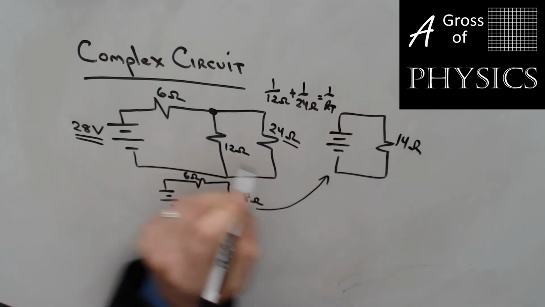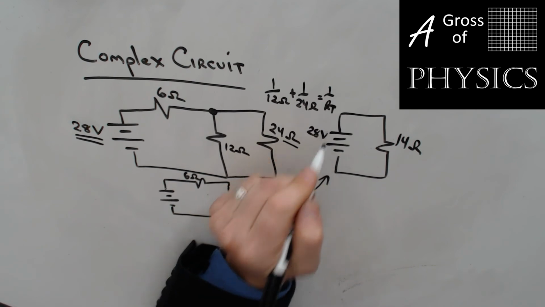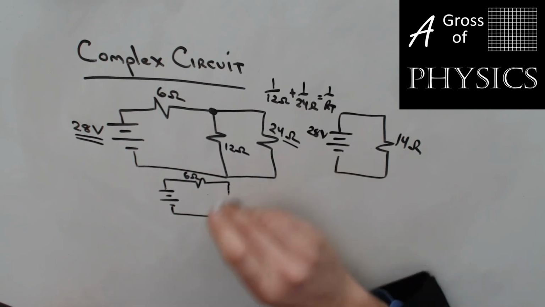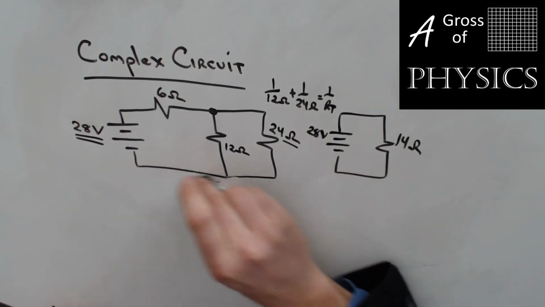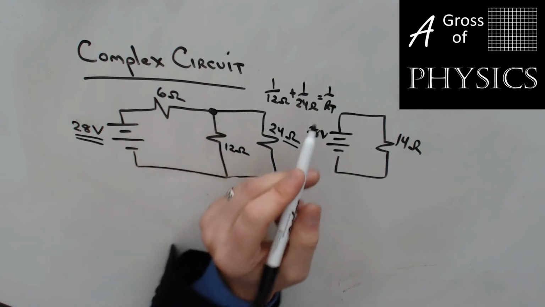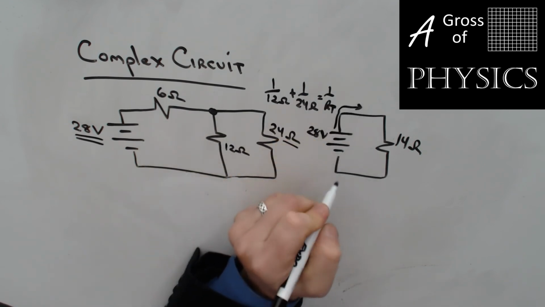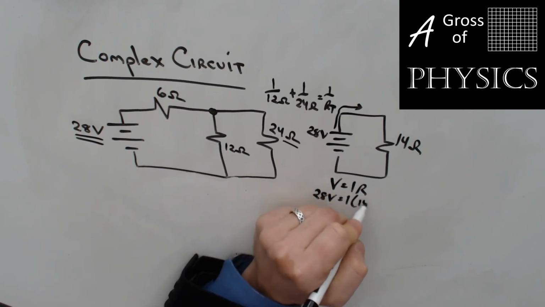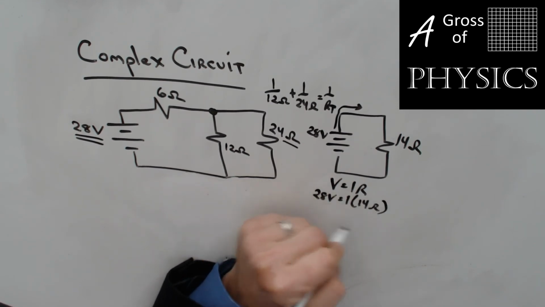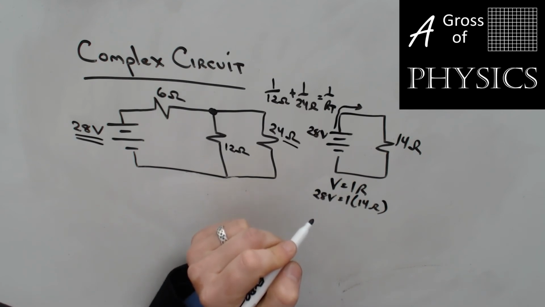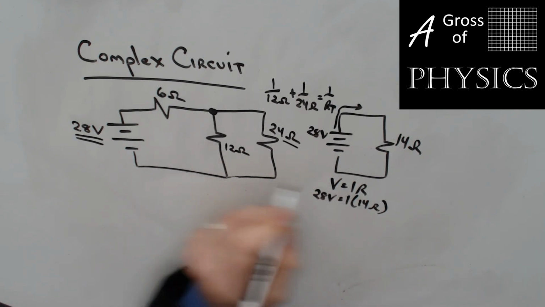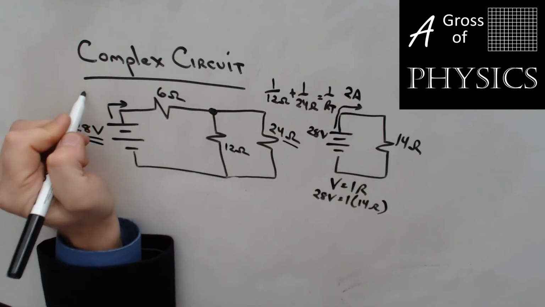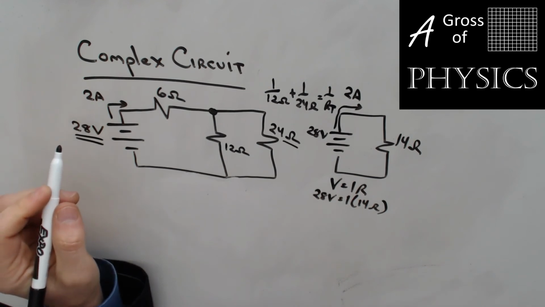So this goes to here. And we have 28 volts and 14 ohms. I'll get rid of our intermediate step here, and what we'll do is continue from here. 28 volts, 14 ohms, V equals I R. 28 equals I times 14. 28 divided by 14 should be 2. Let me verify. It is. So I is 2 amps here. And since these are equivalent circuits, we also have 2 amps flowing there.